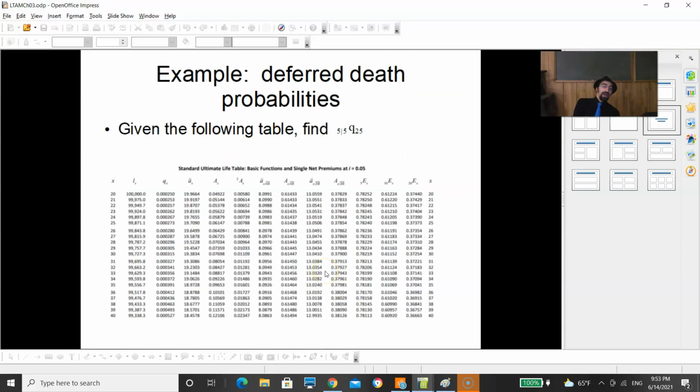So, as an example problem, given the following table, find 5Q25 deferred 5 years. When you see 5Q25 deferred 5 years, you say, I'm thinking about someone who's currently 25 years old, and you want the probability that this person dies between ages 30, 5 years from now, or deferred 5 years, and 35, 5 more years after that.